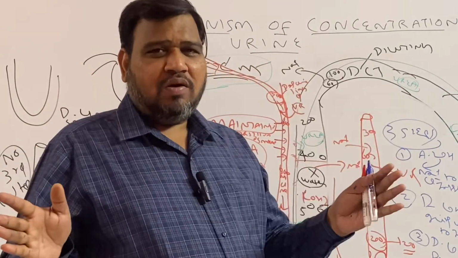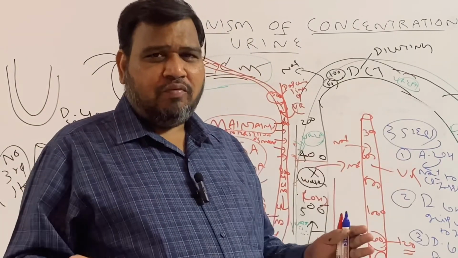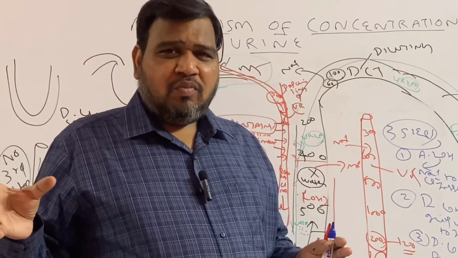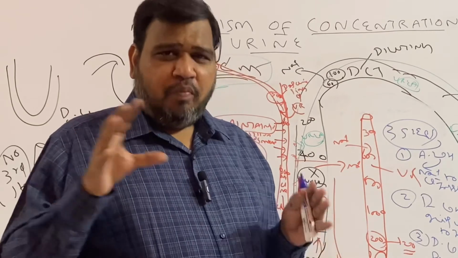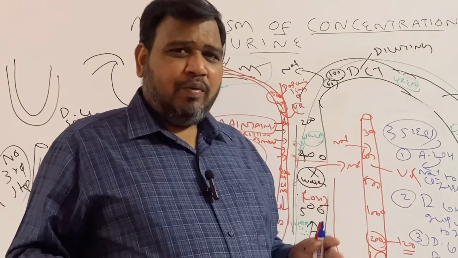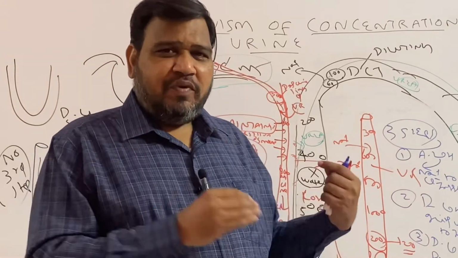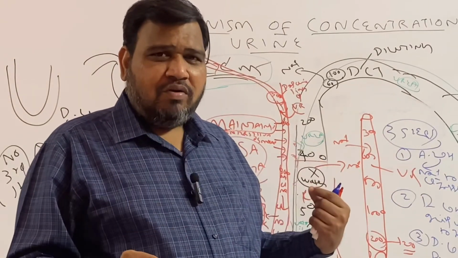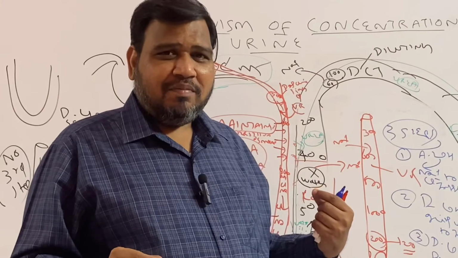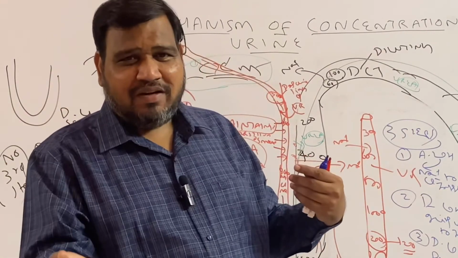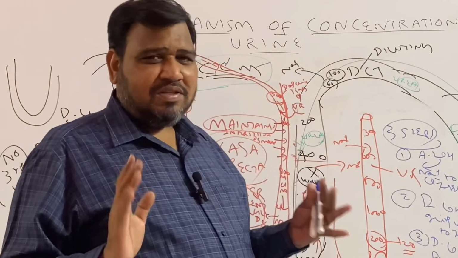Today's video was mechanism of concentration of urine and how it is produced, how the medullary hyperosmolarity is produced by loop of Henle and urea recycling, and how it is maintained by vasa recta. So hope you understood this video. It is a very, very important video, a difficult video, because we get confused why 300, 800, this side 400, that side 500, but I tried to explain as much as possible.